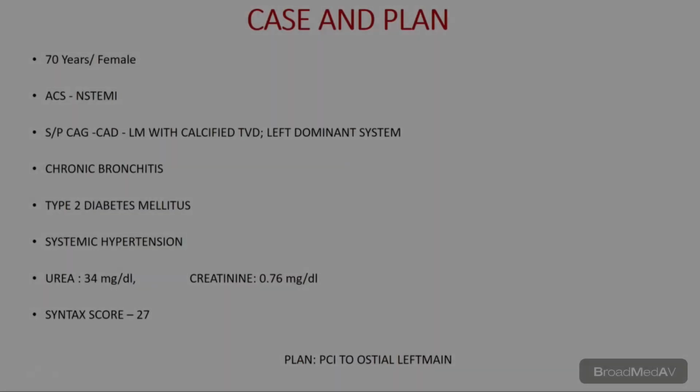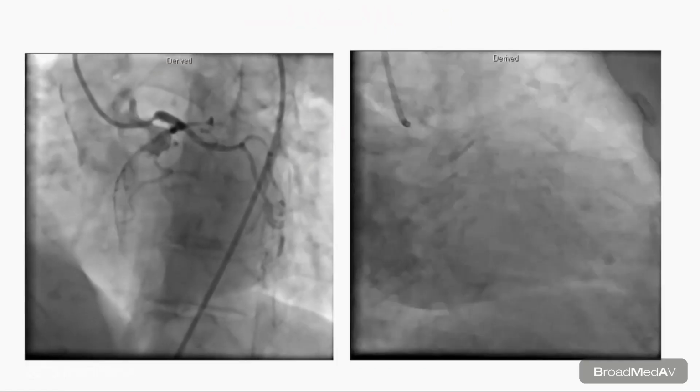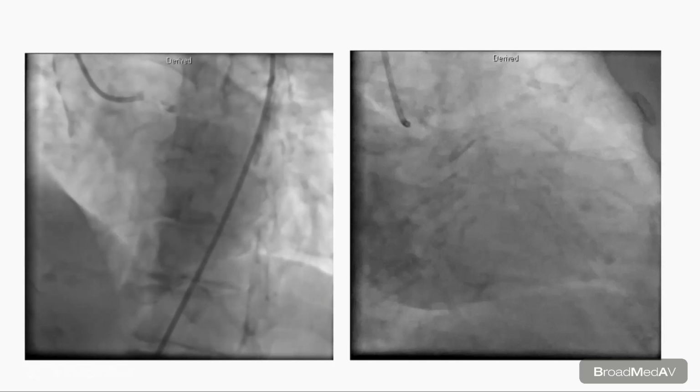Good morning. Today we are having an interesting and a little tricky case. Here is a 70-year-old female presented with non-ST elevation myocardial infarction, and the angiogram we are going to show you in short. She is also a known case of chronic bronchitis, with diabetes and hypertension as comorbid conditions, and her renal functions were normal. Syntax score 27. So this is the angiogram.